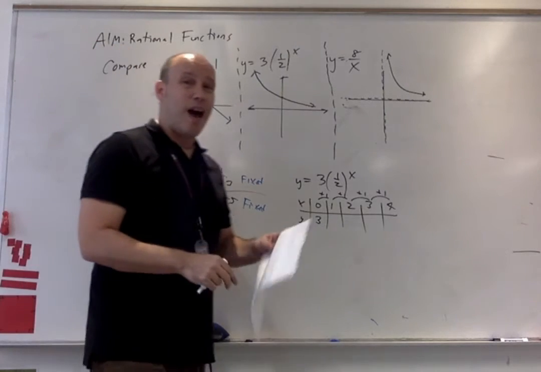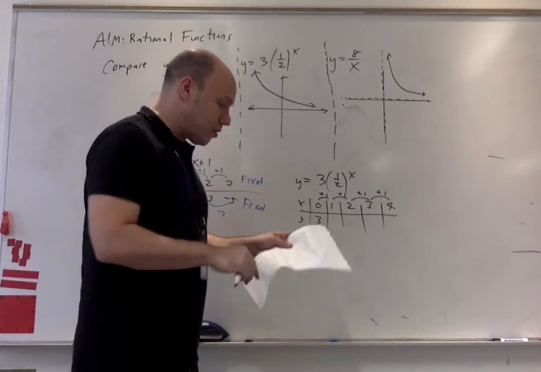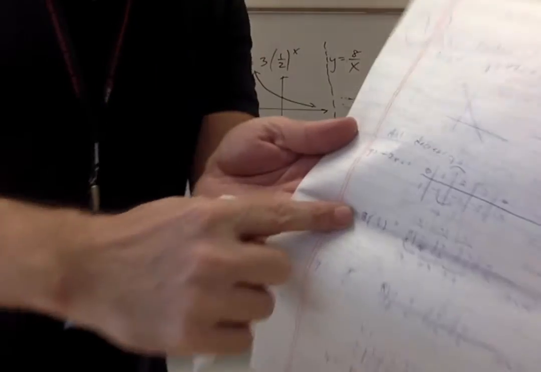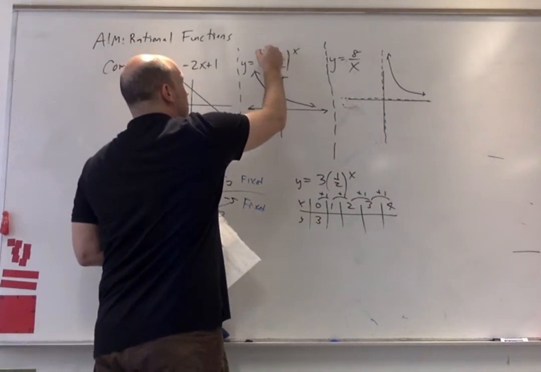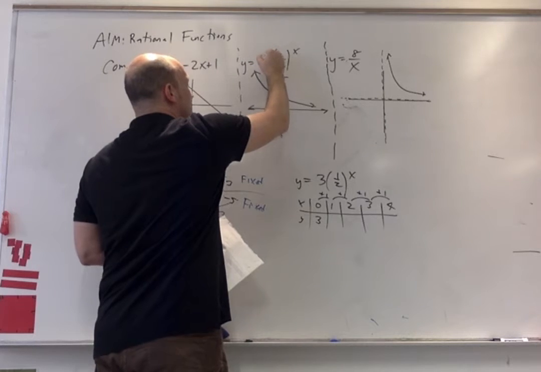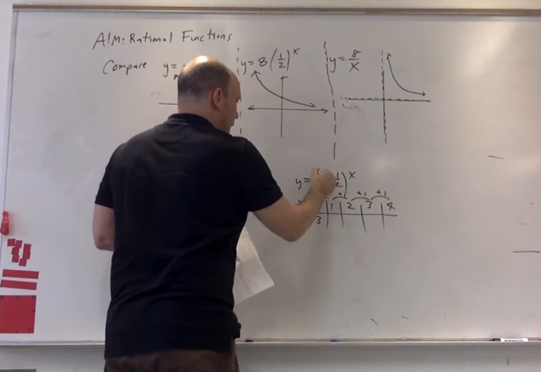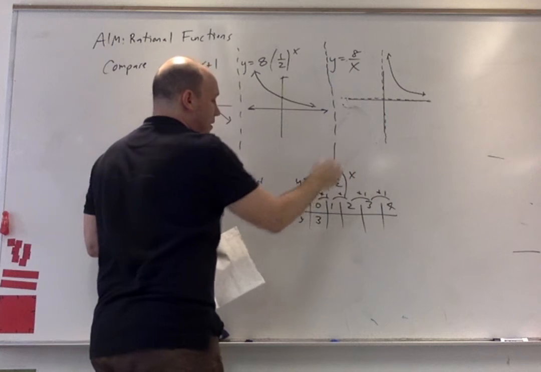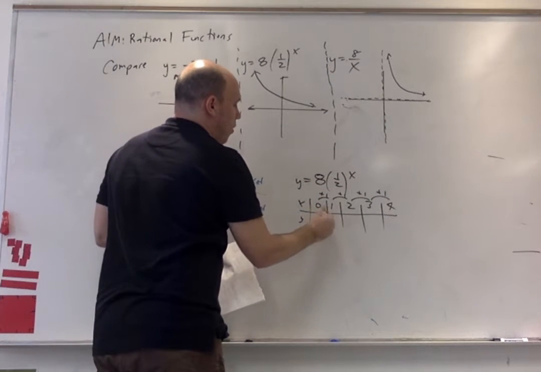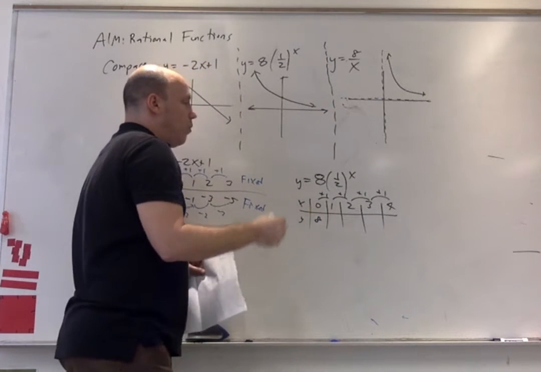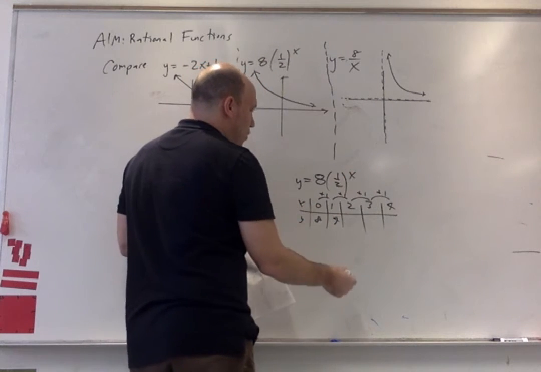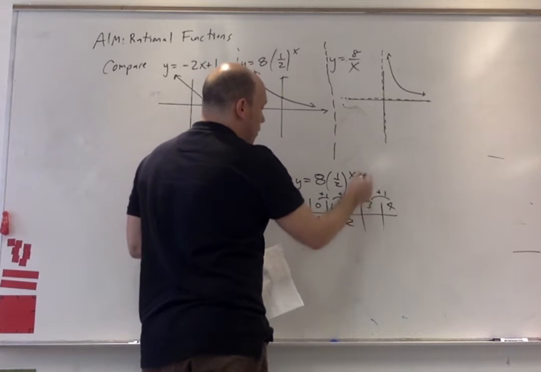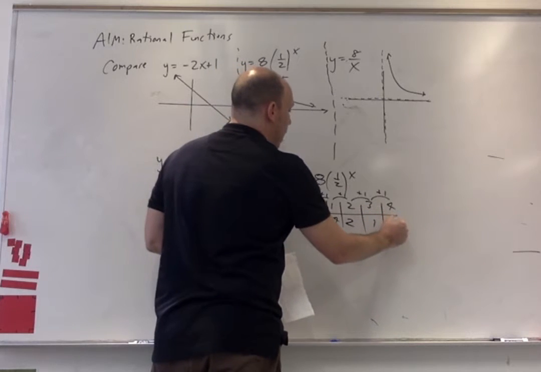Oh, you know what? I'm going to ask you to change some. I apologize. I wrote it in my notes. I changed it to an 8 to make it a little easier. Let's change this to an 8. Sorry about that. So when x is 0, y is 8. When x is 1, y is 4. When x is 2, y is 2. When x is 3, 1 and 1/2.